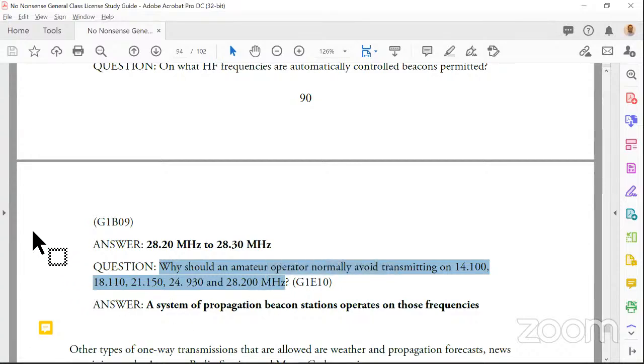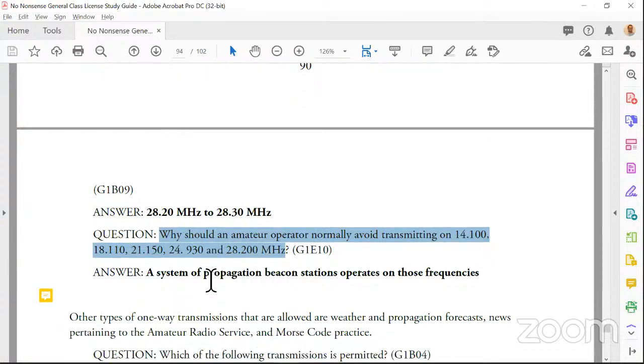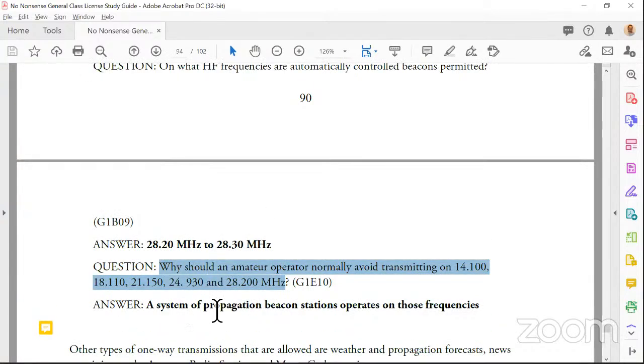Why should an amateur operator normally avoid transmitting on 14.100, 18.110, 21.150, 24.930, and 28.200? Well, all of those frequencies are part of a beacon system. So the answer is because a system of propagation beacon stations operates on those frequencies.